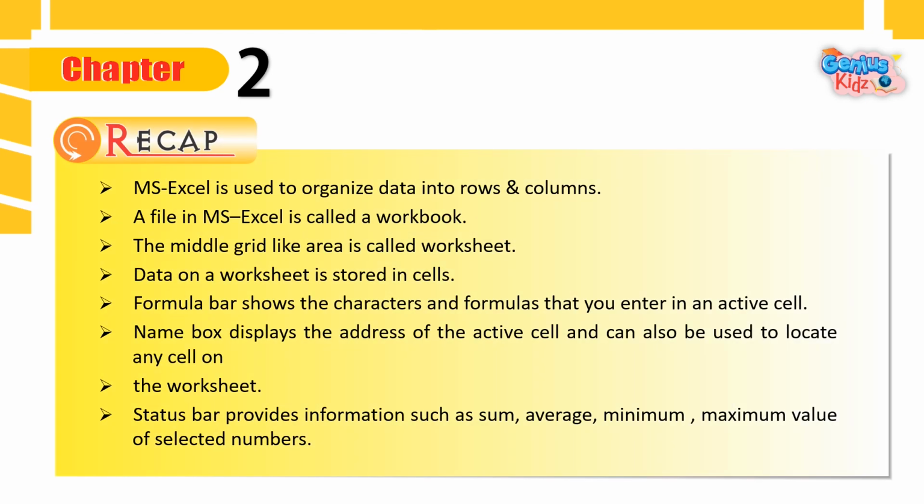Recap. MS Excel is used to organize data into rows and columns. A file in MS Excel is called a workbook. The middle grid-like area is called a worksheet. Data on a worksheet is stored in cells. The formula bar shows the characters and formulas that you enter in an active cell. The name box displays the address of the active cell and can also be used to locate any cell on the worksheet. The status bar provides information such as sum, average, minimum, maximum value of selected numbers.